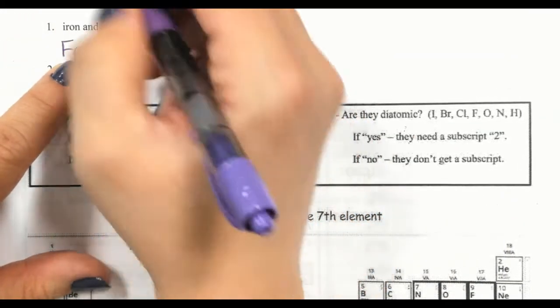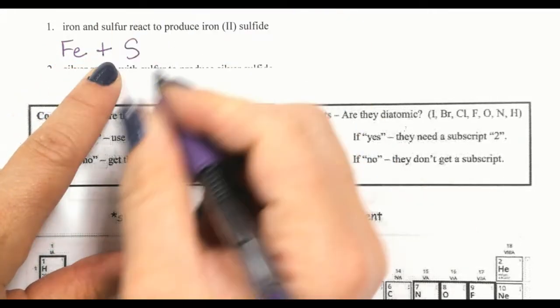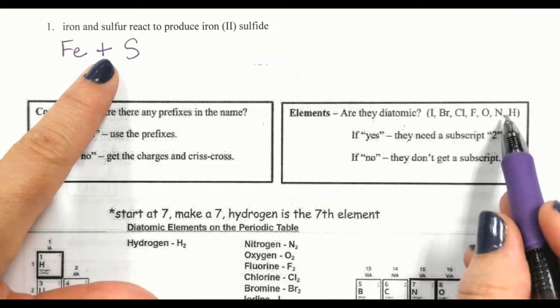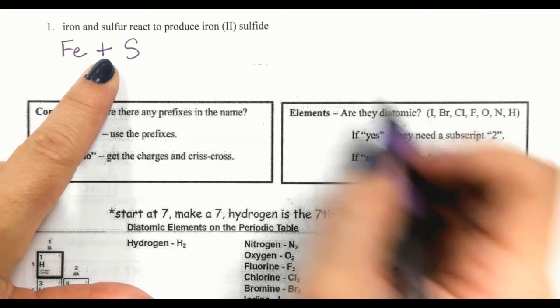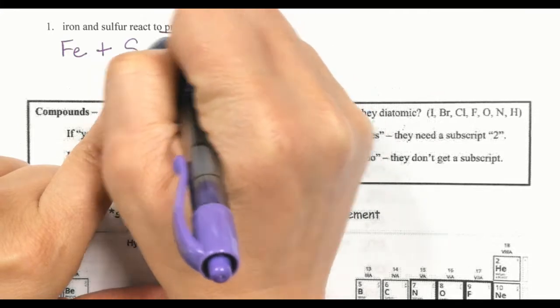Next is the word "and," which means put a plus sign. Then we have sulfur. I'll put an S. Sulfur is a single element. It is not one of the diatomics, so you do not put a subscript. "To produce" is when we put an arrow.